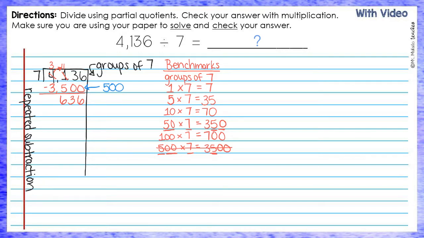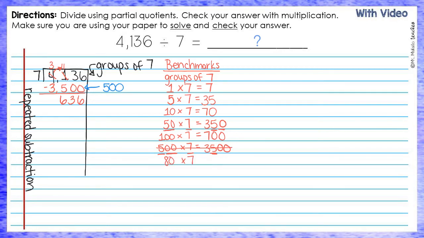So we're going to say, well, I would prefer if it was a larger number than 350. So instead of taking 50 groups, that's a little small. I know it's more than 50 groups of 7, but 100 groups of 7 was too big. So I need to think of how many groups are in between here that might be close to 636. Well, in the middle would be like 70 or 80. I could try 70 times 7 or 80 times 7. Let's try 80 times 7.